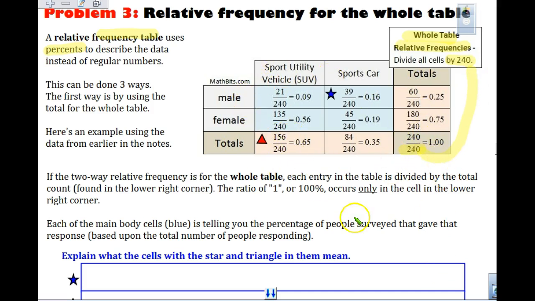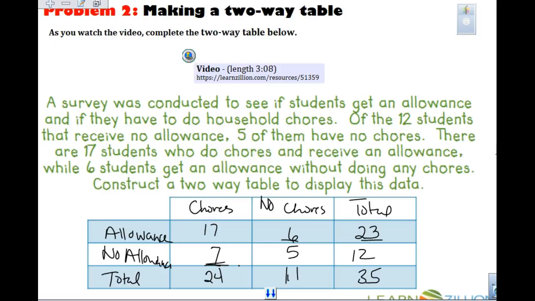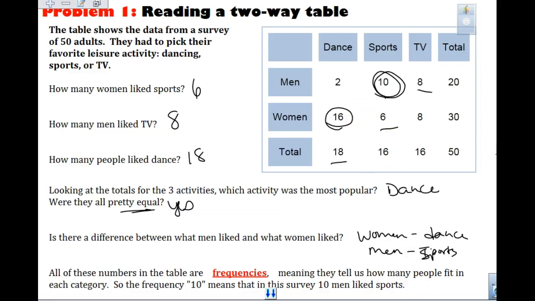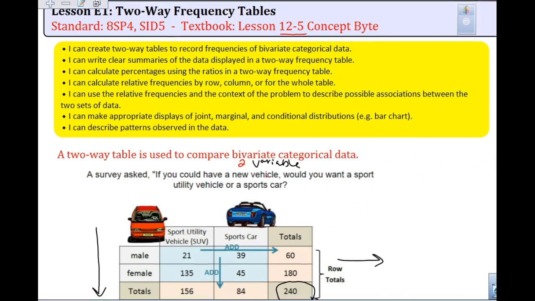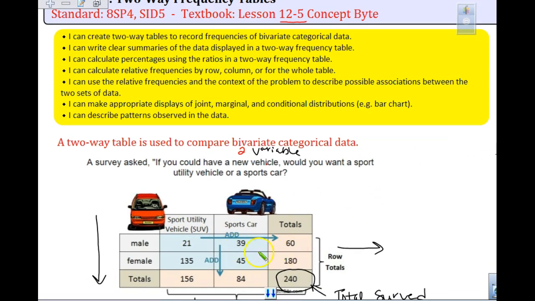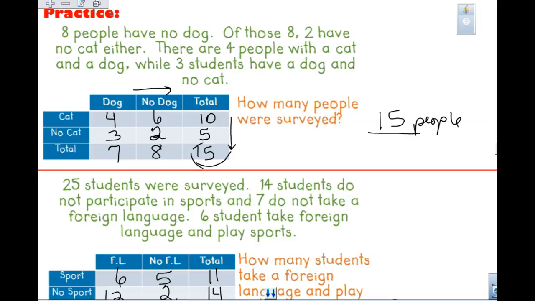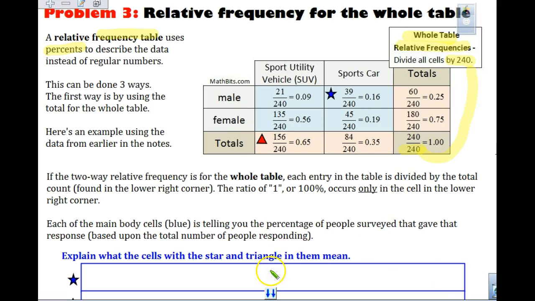So what you're going to do is you just go back to that original problem, and you're dividing every single one of these numbers, 21 by 240. And then you're going to take 39 by 2, and you're going to divide every single cell by 240. That was our total. That's what that means when we are finding that relative frequency.